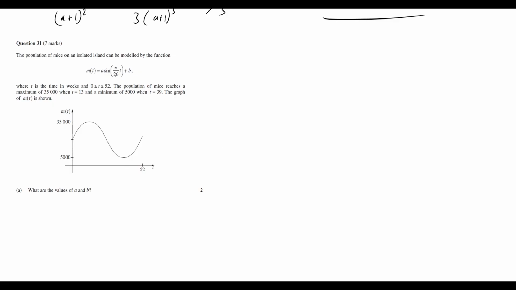So we know that according to our formula here, a is going to be the amplitude of this sinusoidal wave. So to work out the amplitude, what you want to do is look at the difference between the highest point and the lowest point. So we can say that therefore a is going to be equal to 35,000 minus 5,000, and we just divide that by 2. And so that will give us a value of 15,000, so that's a.